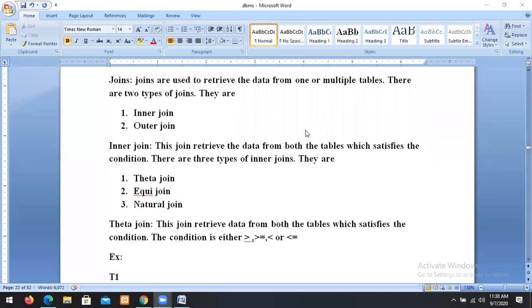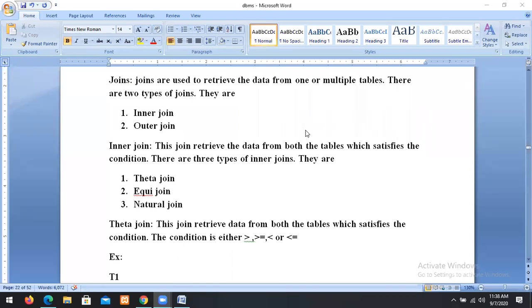This join retrieves the data from both the tables which satisfy the condition. In theta join, the condition must contain any one of the relational operators: greater than, less than, greater than or equal, or less than or equal. So when the condition has any one of these, then the join is said to be a theta join.